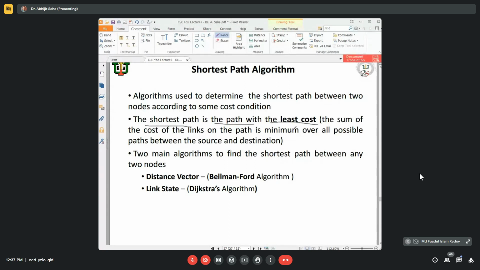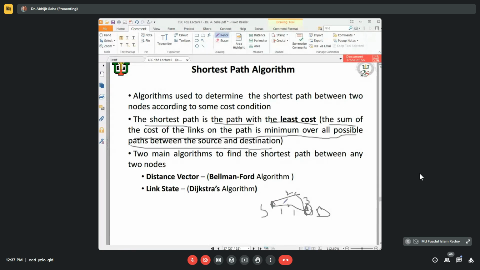Okay, so the sum of the cost of the links on the path is minimum over all possible paths between the source and destination. Say you have two paths between the source and destination. It is your source, it is your destination. The shortest path algorithm will be able to find out what the least cost path between these two is.